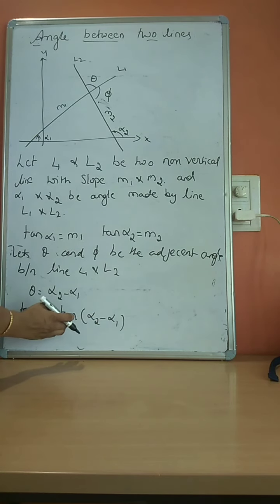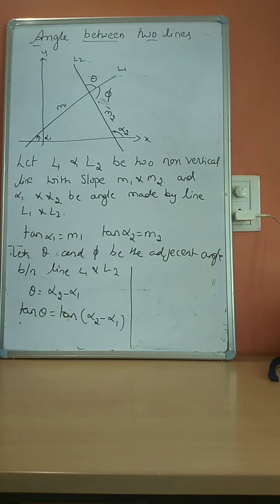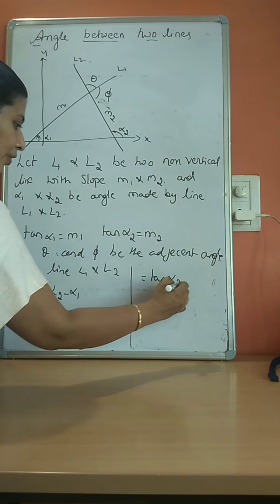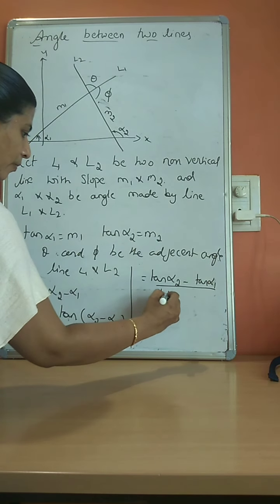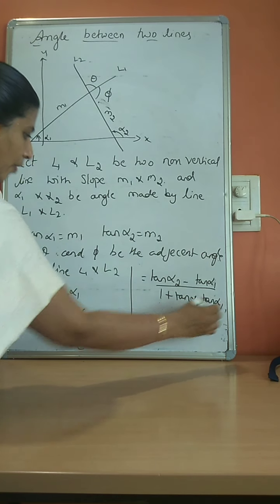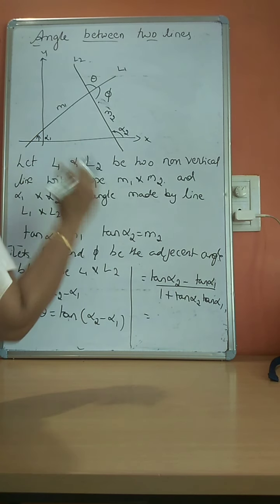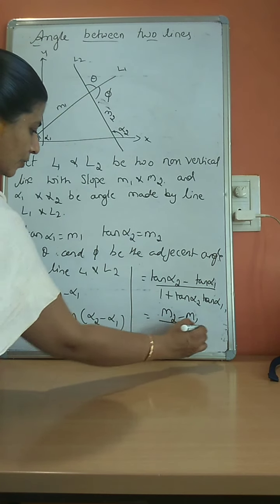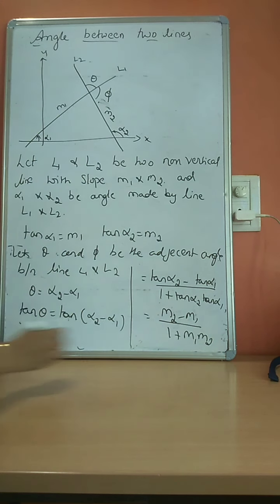We have the formula for tan of a minus b. What is the formula for tan of a minus b? That is, this must be equal to tan of alpha 2 minus tan of alpha 1 whole thing divided by 1 plus tan of alpha 2 into tan of alpha 1. Now, what is alpha 2? tan alpha 2 is m2, tan alpha 1 is m1. Therefore, this can be written as m2 minus m1 divided by 1 plus m1 into m2.